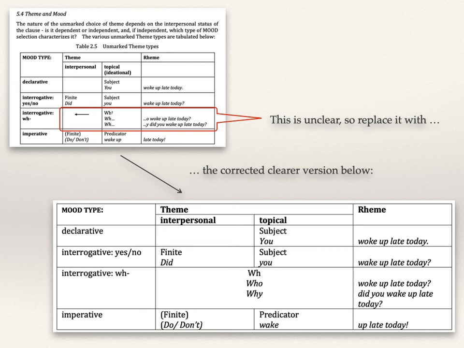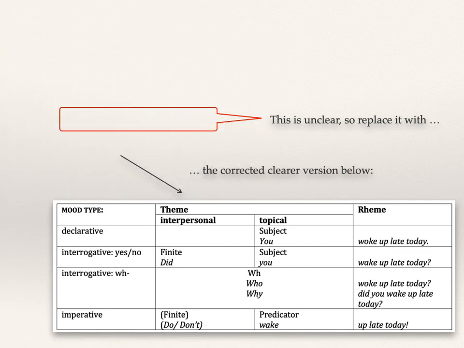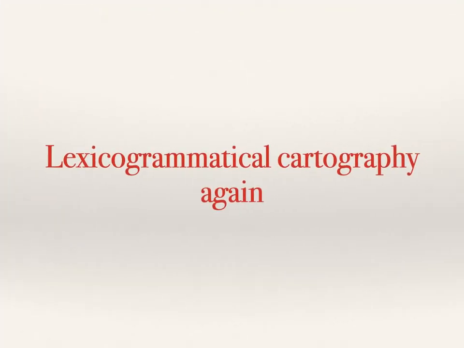Or why did you wake up late today? Or when did you wake up late? Or how did you wake up? The WH element incorporates the demand for information, that's the interpersonal aspect of the theme, and either a participant or a circumstance, somebody or something. So demand: tell me somebody, who; tell me something, what; tell me somewhere, where, and so on. So this is a somewhat clearer version in the display.